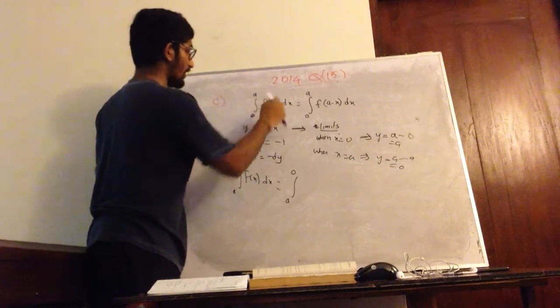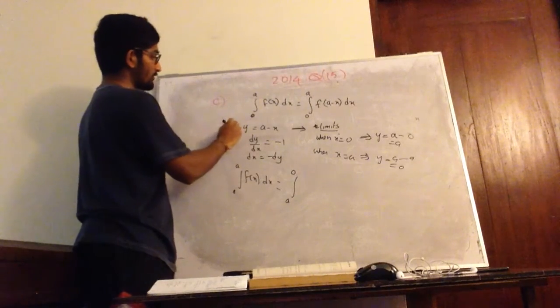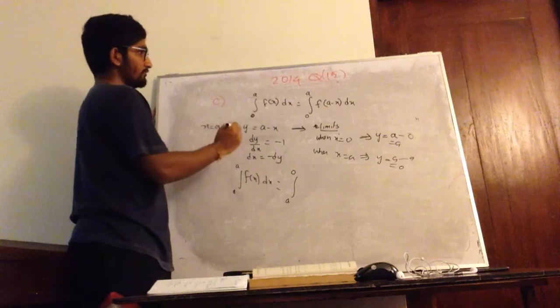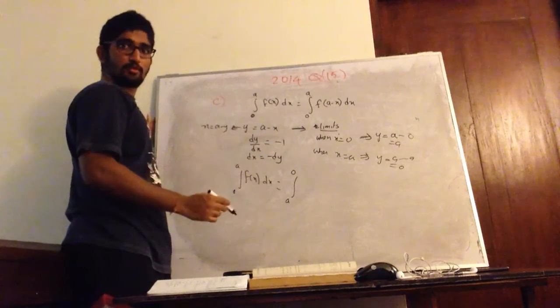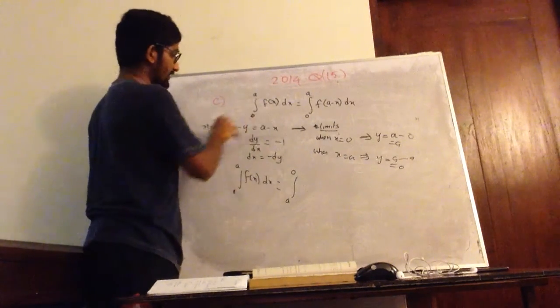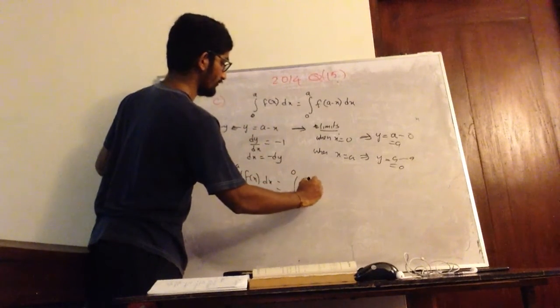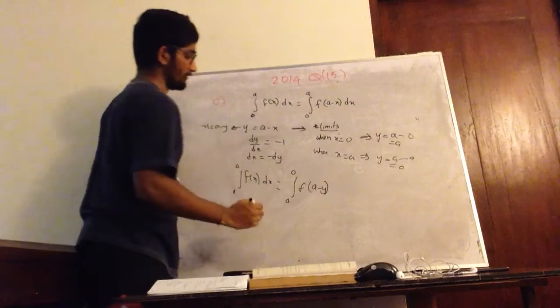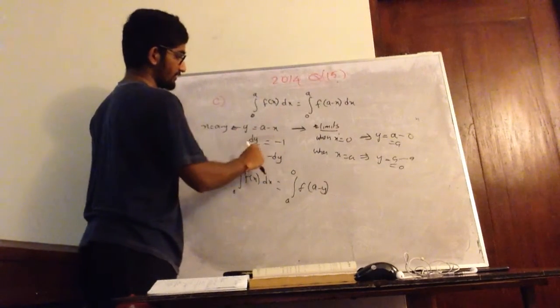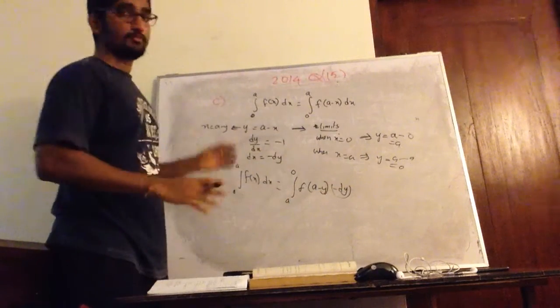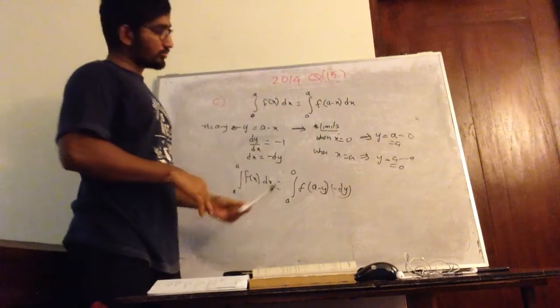So what is x now? X is becoming a minus y. So for f(x) I am going to write f(a minus y). And then what is dx? dx is minus dy.